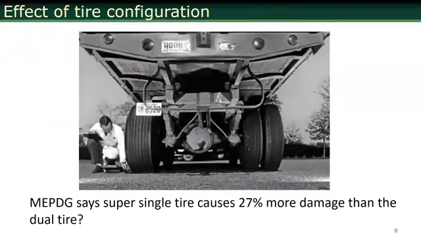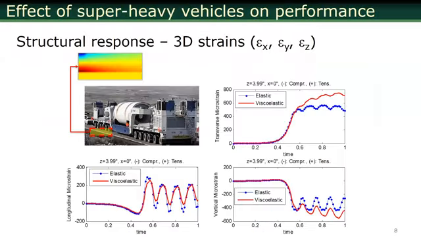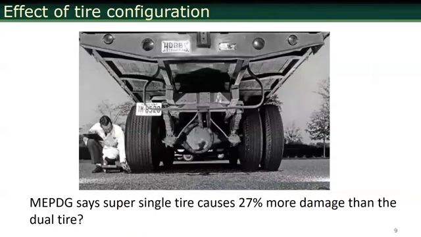Now you can also look at the effect of super heavy vehicles on the pavement performance. This was one of the projects that we tried to get, but we didn't, from the Federal Highway Administration. But we have done a lot of analyses on the effect of all these axles and how they cause damage in the pavement. And you can also look at the effect of tire configuration.